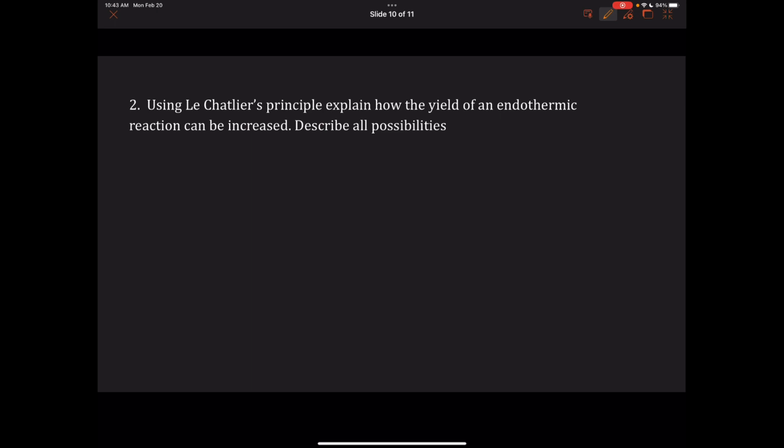So with all of the stresses that we've talked about so far, we want to look at problem 2. We're going to use Le Chatelier's principle. We want to explain how the yield of an endothermic reaction can be increased. So we want to describe all possibilities. For any reaction, endothermic or exothermic, we can increase our yield, so increase the amount of our products, always by adding more reactants. We could slowly remove product.